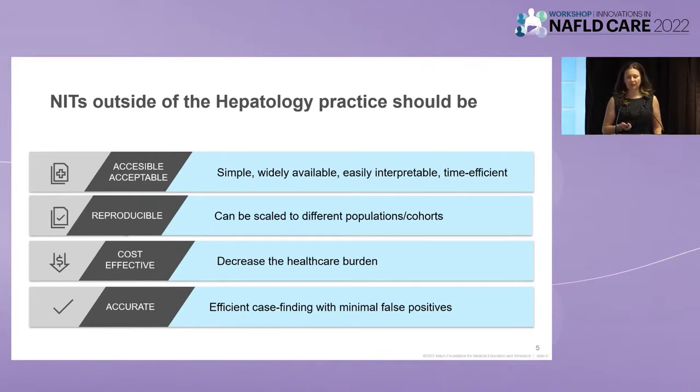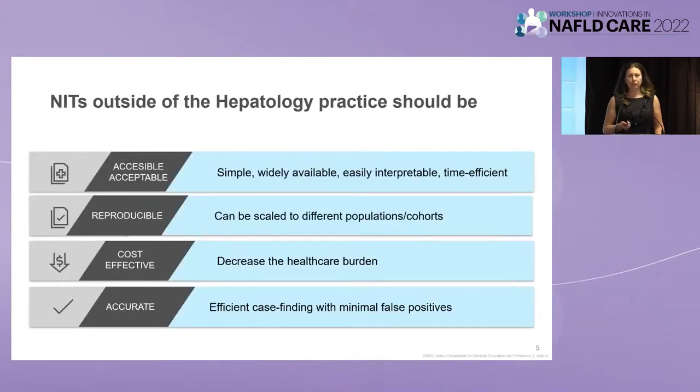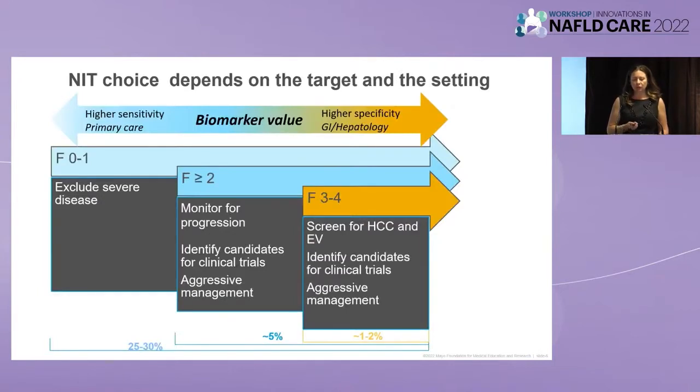It should be accessible and acceptable not only to the primary care providers or the people who ordered them, but also to patients. They need to be reproducible so we can scale models built in a center or a country to other countries and maybe continents. Importantly, they need to be cost-effective and they need to be accurate. They need to have efficient case-finding properties with minimal false positives. So the choice of NIT depends on the target and the goal.